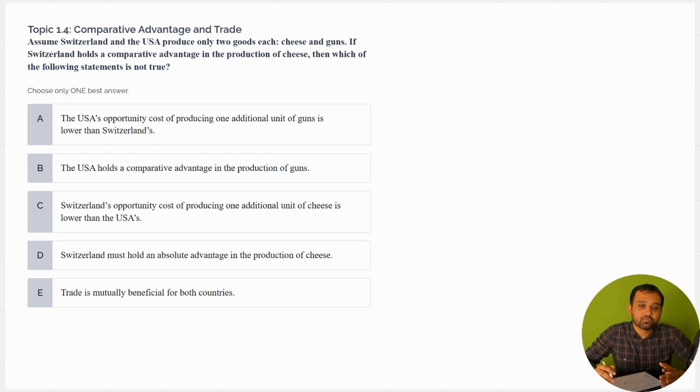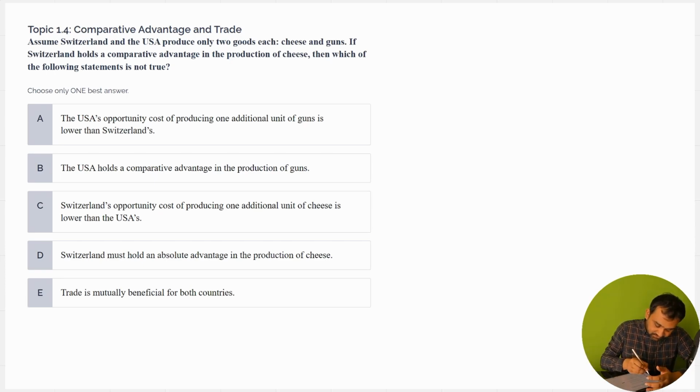In this question, we are told that Switzerland and USA produce only 2 goods, cheese and guns. Switzerland happens to have a comparative advantage in the production of cheese. Based on that information, we are asked to identify which of the following 5 options provided is not true. That means out of these 5 options, 4 are correct, whereas 1 is incorrect, and that's the incorrect one that we have to find. So let's see what information we have.